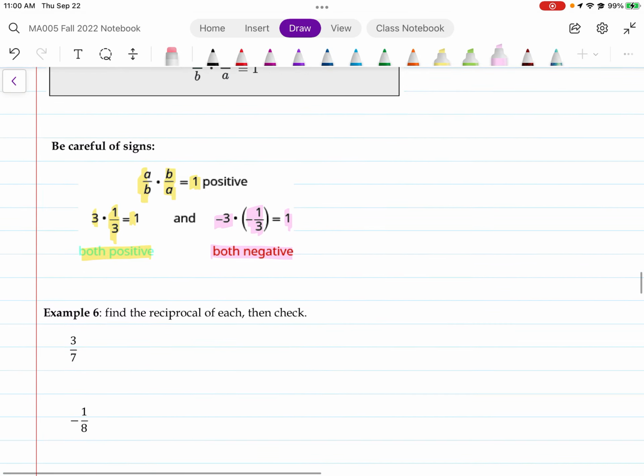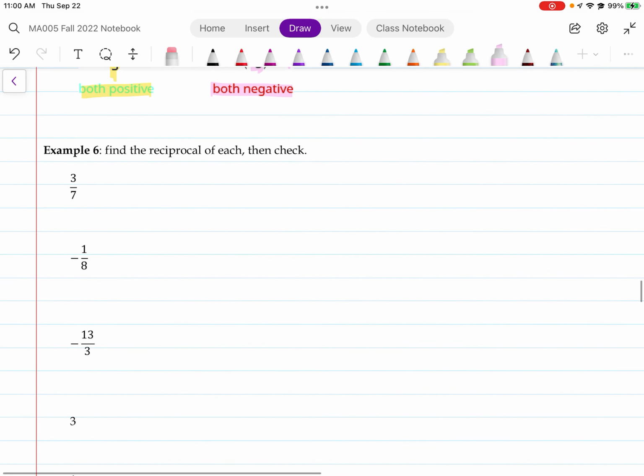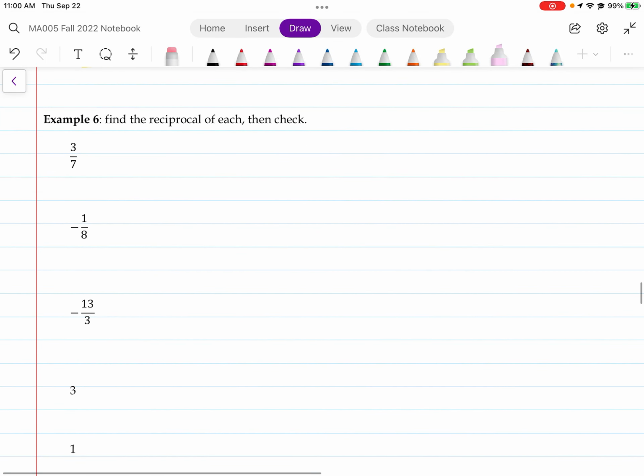All right, so find the reciprocal of each of these and then check. What do I mean by that? I will show you if you don't know what I mean. So try these. All right, so hopefully you gave those a try. So what is the reciprocal of 3/7? Well, it is just 7/3.